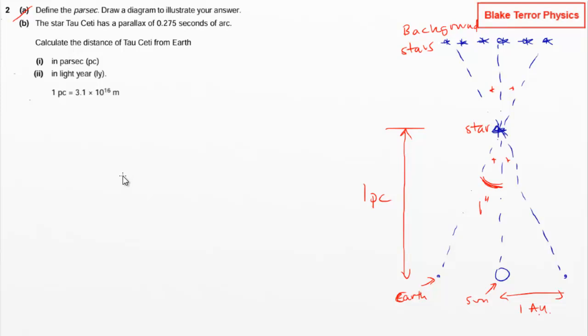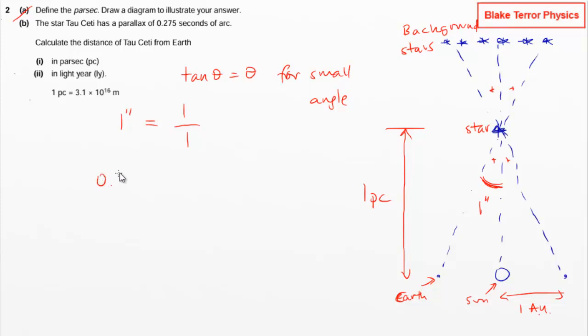The star Tau Ceti has a parallax of 0.275 seconds of arc. Calculate the distance from Earth in parsecs and in light years. Right, this is how we're doing these calculations. We're doing this small angle, really. Tan theta equals theta for small theta, small angle. So when we're looking at 1 second of arc, we're saying, okay, 1 second of arc is 1 astronomical unit divided by 1 parsec based on this setup that we've got here.